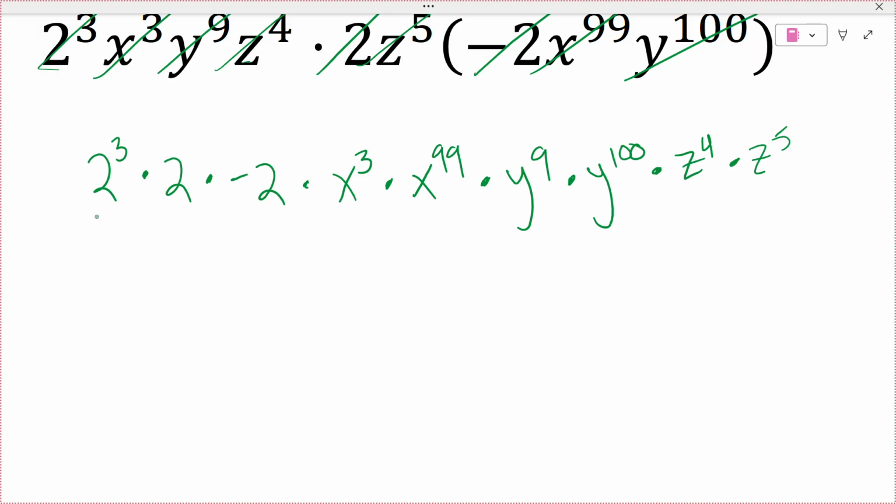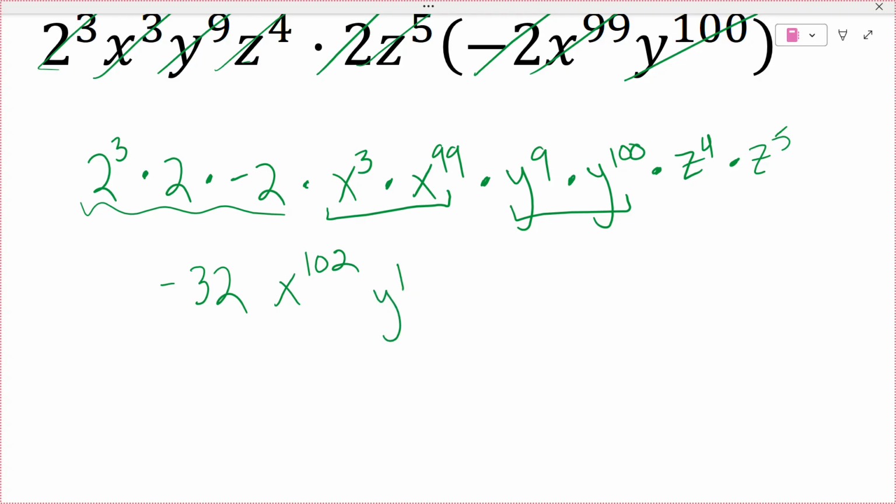2 to the 3, again, means 2 times 2 times 2, so this is 8. Well, this part you can just type in your calculator, right? Just type that part in your calculator. 2 to the power 3 is 8 times 2 is 16. Or no, yeah. Okay, I've lost my brain. I haven't had my nuggets yet, and it's 6 p.m. 2 to the 3 is 8, times 2 is 16, times -2 is -32. Again, you could type that whole thing in your calculator. And then, again, add the exponents here. X to the 102. Add the exponents here. Y to the 109.